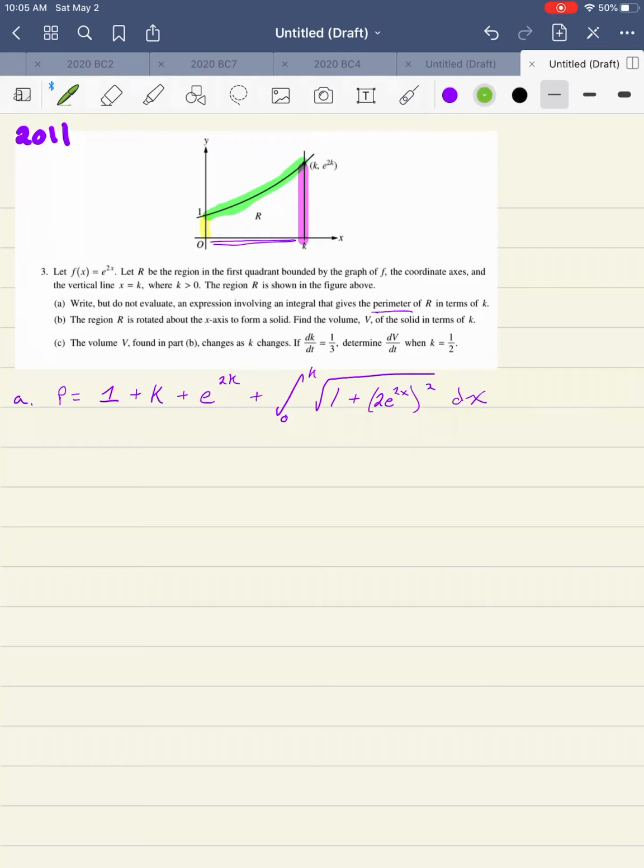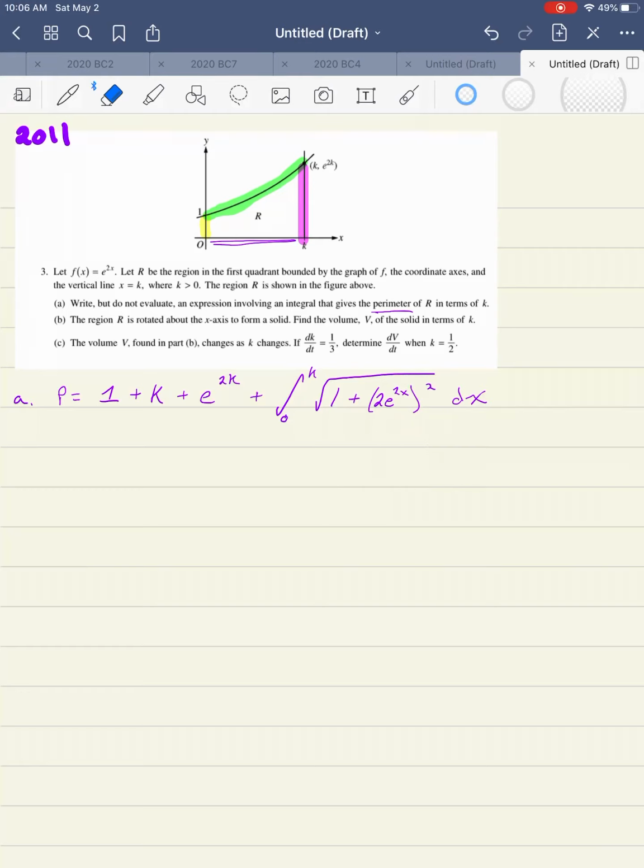Points wise, this would probably be worth 3 points. I think correctly getting that derivative would be worth 1 point. I think probably this integral would be a point. And then I think like the whole thing would be a point. 3 points.